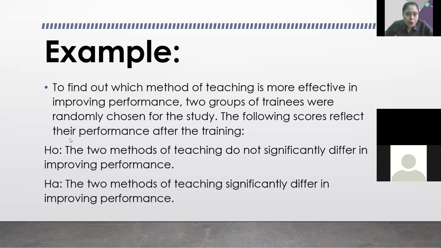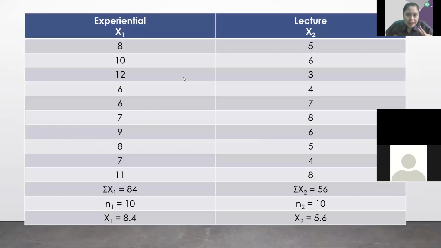Okay, so we have here an example. To find out which method of teaching is more effective in improving performance, 2 groups of trainees were randomly chosen for the study. So the following scores reflect their performance after the training. So again, magko-compare tayo ng dalawang grupo. Ang una, they receive this experiential training and yung isa lecture.